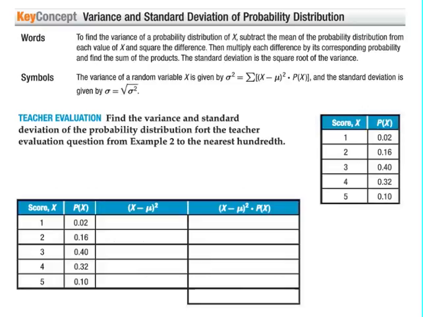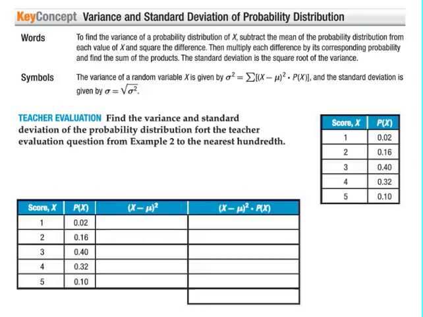We got one more thing we're going to cover today, and that's what is known as the variance and the standard deviation. To find the variance of a probability distribution, we are going to subtract the mean of the probability distribution from each value of x, and then we will square the difference. Then we're going to multiply each difference by its corresponding probability and find the sum of the products. Once you find that, you can take the square root of that, and that will be the standard deviation.